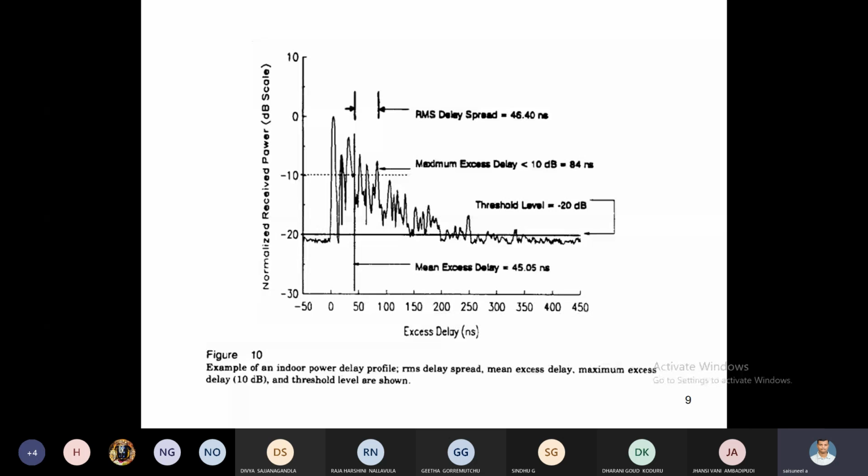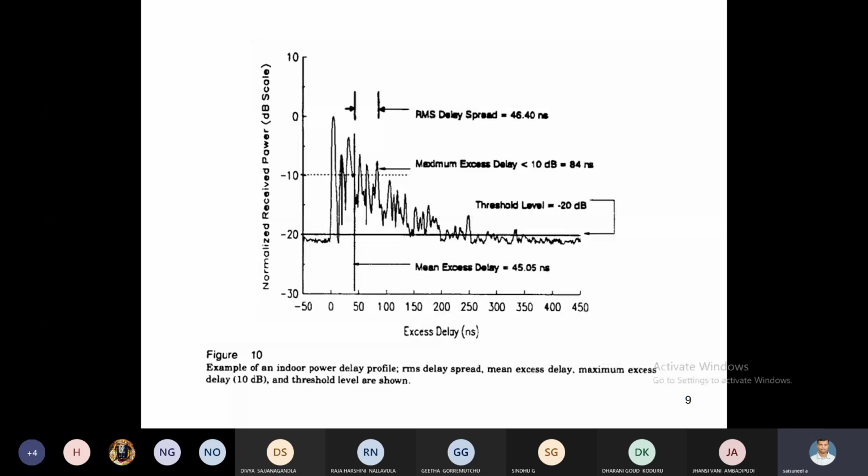Here they are fixing the threshold value, which is equal to minus 20 dB. So we are getting more than the threshold level, more than minus 20 dB. Nothing but it is the severe fading that occurs. Below the threshold value, no problem. Here, this maximum excess delay we are getting above the threshold value. I think we are getting more time to transmit the particular signal.